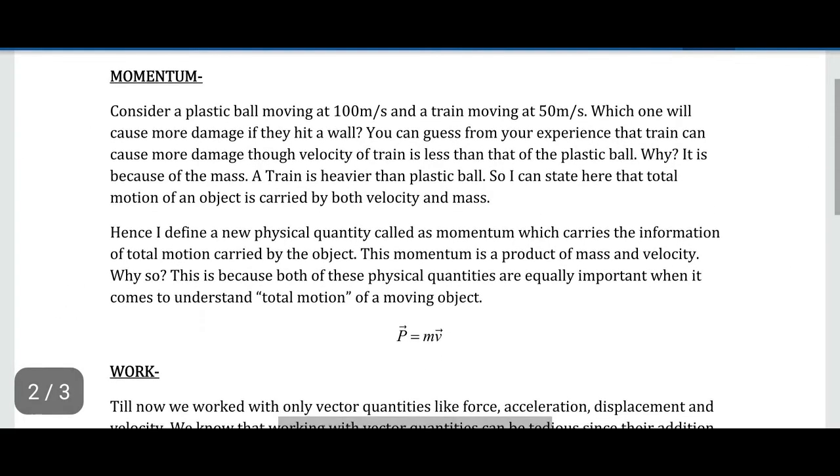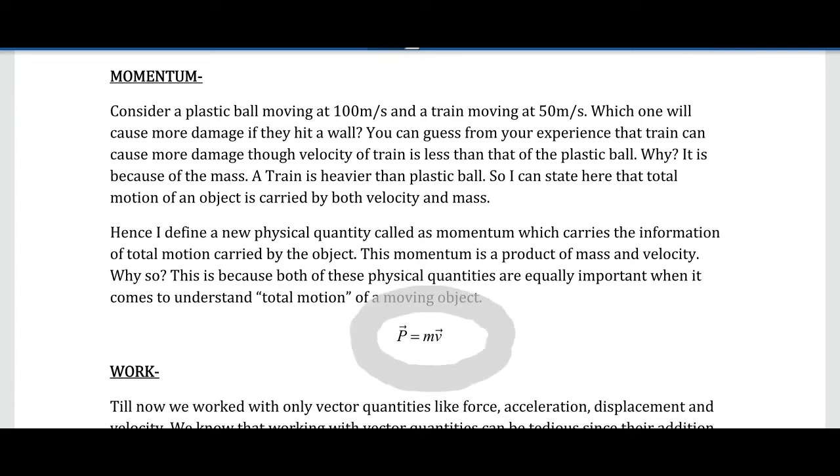Let us discuss momentum. Why did we require a term like momentum? We are happy with velocity, we are happy with acceleration, with time, with force, but what forced us to define something called momentum? You all know that momentum is given as mass multiplied by velocity. Okay, so this is the formula, but the question is why momentum?